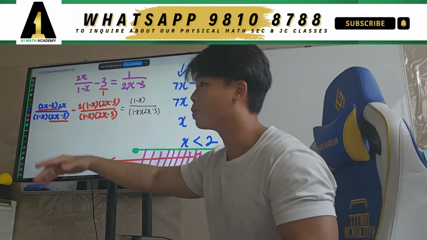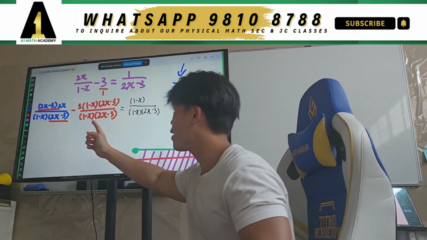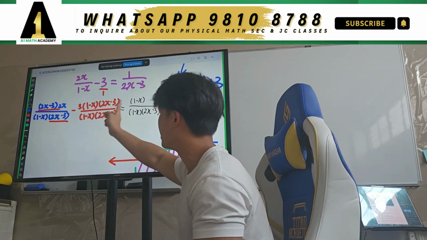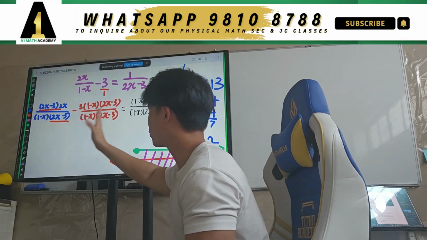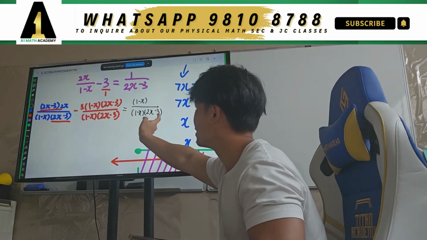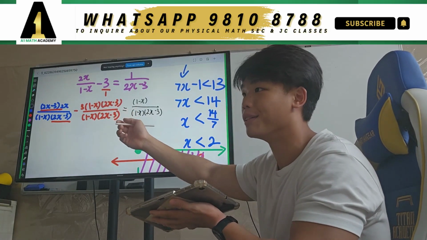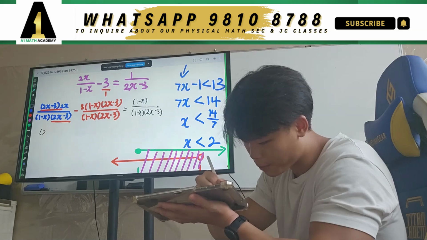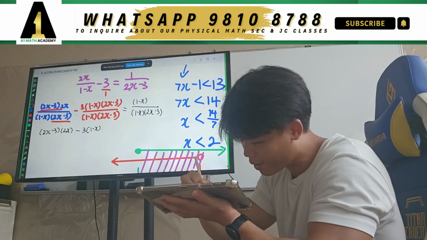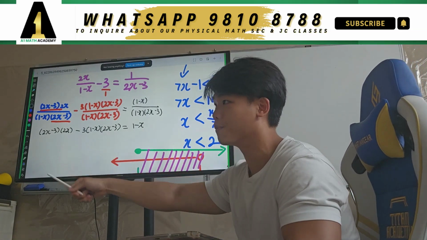Can I ignore all the denominators already? Can, right? So the idea is like that. If everything is divided by the same number, right? This one divided by the same number, this one divided by the same number, this one divided by the same number, it's as good as we can ignore all of them already. As long as everything is divided by the same number. So the next line, we can ignore all the denominators already. So we have 2x minus 3 times 2x minus 3 times 1 minus x times 2x minus 3 equals to 1 minus x. So you ignore everything at the bottom.